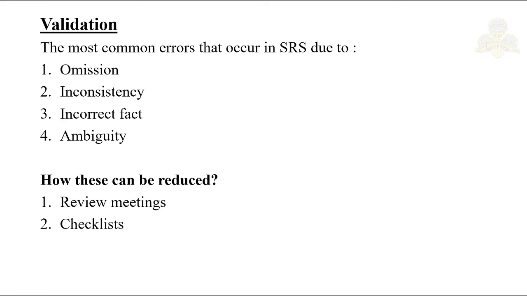Apart from review meetings, we have something called a checklist. Checklists are usually used in the reviews to focus the review effort and ensure that no major source of error is overlooked by the reviewers. A checklist is nothing but a document wherein, instead of doing a detailed review of the SRS, you just check the checklist and make sure that the error is not present. So this is the validation, how you can check whether the SRS is of good quality or not.